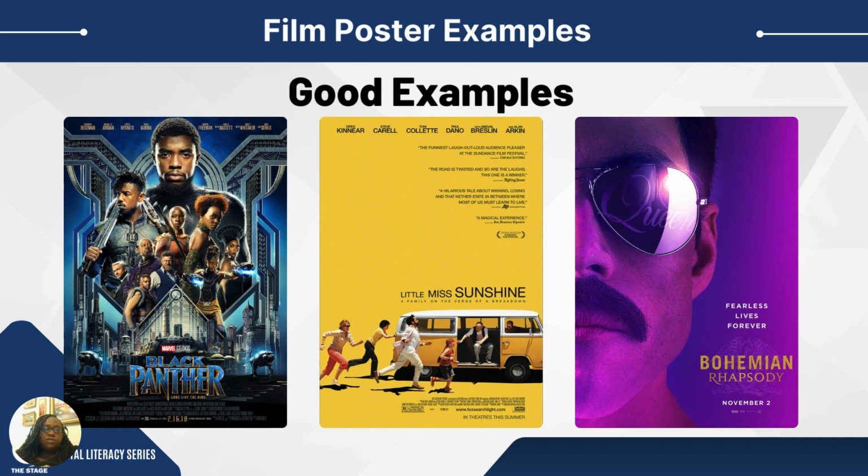Same with Bohemian Rhapsody. It's one of my favorites. I love, love, love this poster. Part of it is because, number one, you utilize purple as sort of a filter. They have the image and then they superimpose purple as a light transparency, and then they have Queen and the sunglasses of our main character there. And how do we know what the tagline is? Fearless lives, fearless lives forever. Right? Bohemian Rhapsody. When is it coming out? November 2nd. So those are a few good examples.